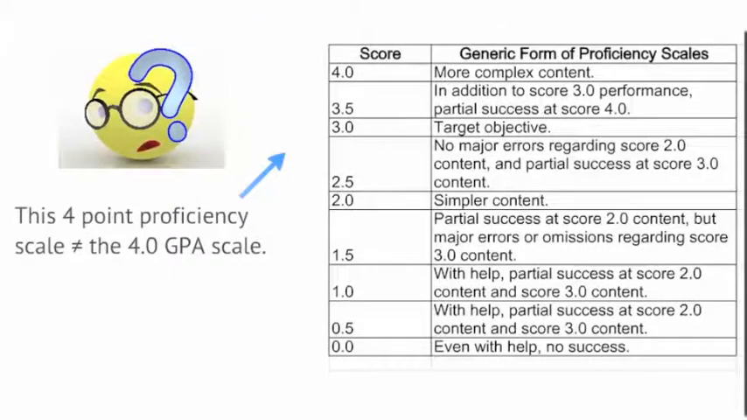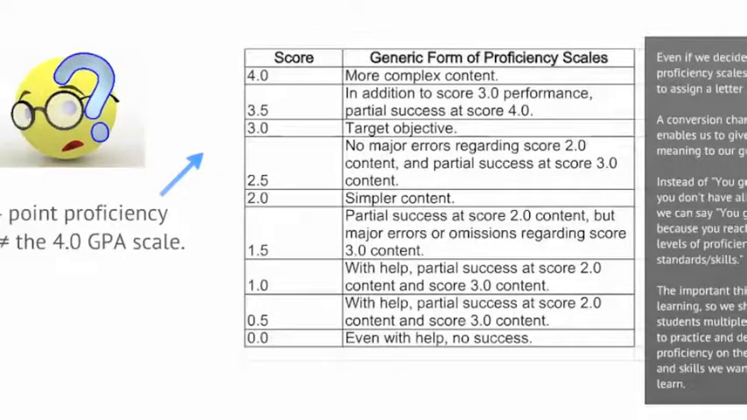One of the things I noticed right away when I saw this was, oh wow, a 4-point scale, that's very much like GPA. That'll be easy to make grades out of this 4-point scale. But upon further reading, this 4-point proficiency scale does not equal the 4.0 scale. So that's one little potential misunderstanding.